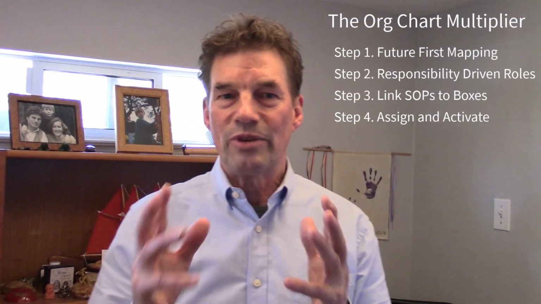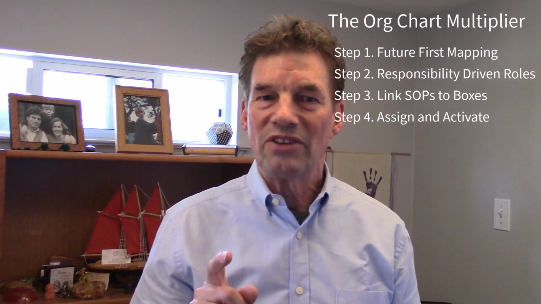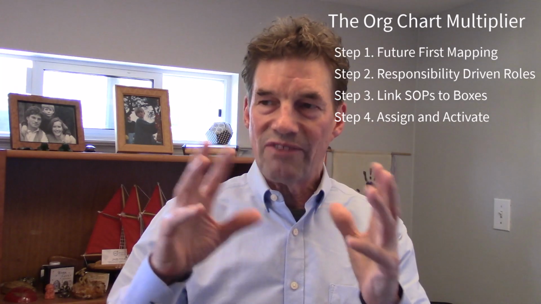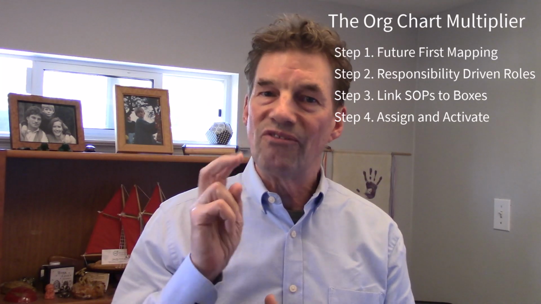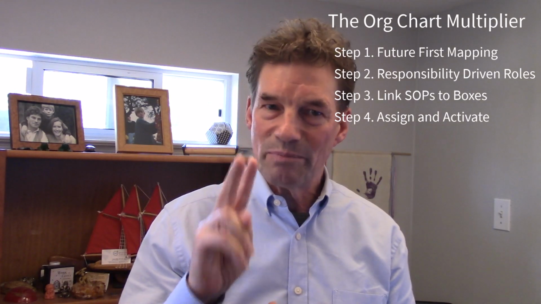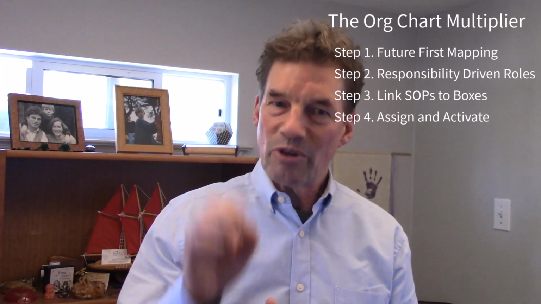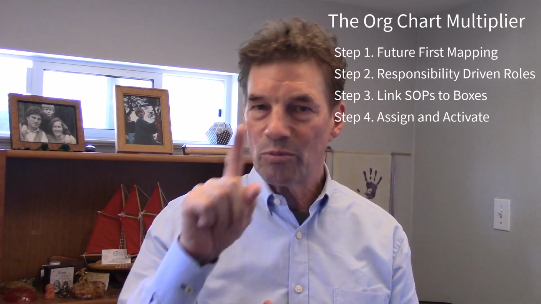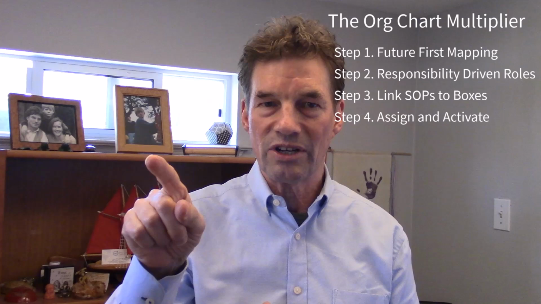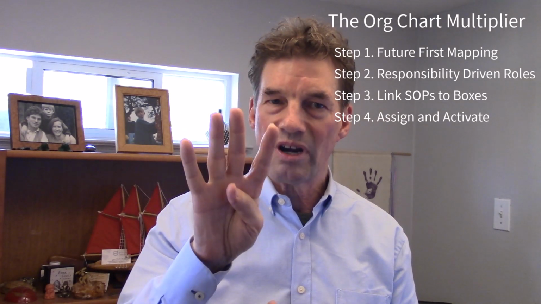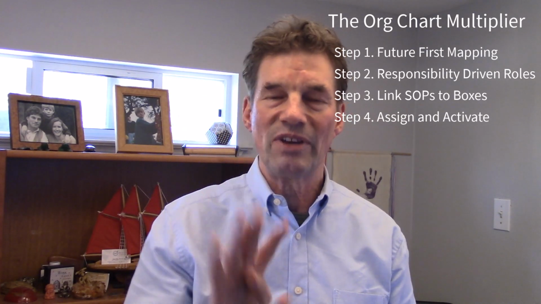Okay, let's recap. Map your org chart based on where you're going, that 3, 4, 5-year vision. Define your roles by responsibility, not just title. Number 3, link your SOPs, all of your processes, to each of those roles on your organizational chart. Number 4, assign your people and activate the system.